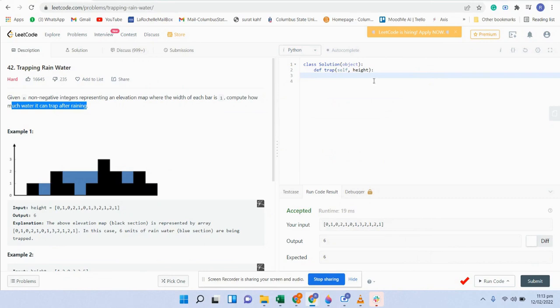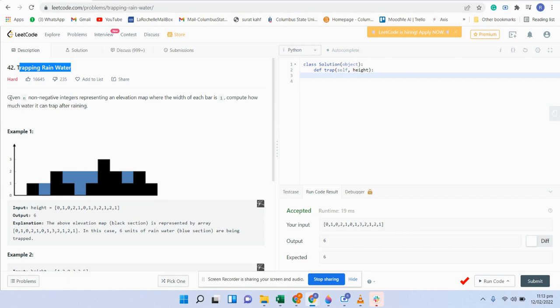Hello, everyone, and welcome to another interesting LeetCode problem, which is Trapping Rain Water. This is a hard problem. It's kind of a tricky problem, and I'll try to explain it in an easy way, and I hope you will understand it. So let's start reading the prompt.